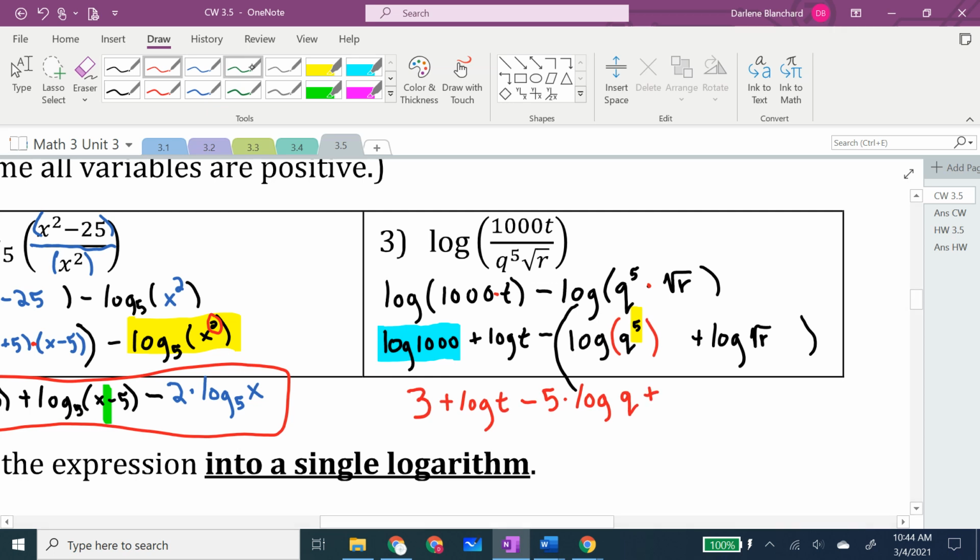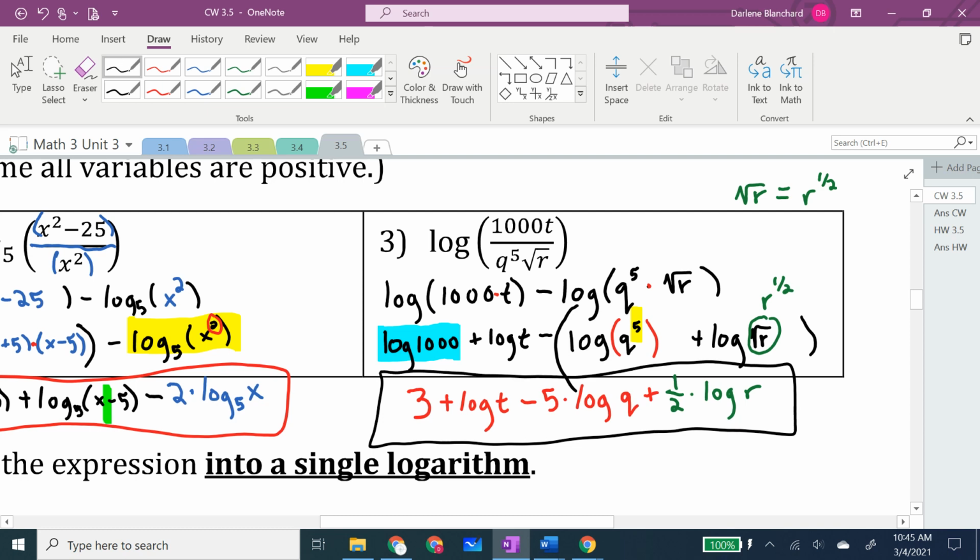Additionally, what is the exponent on r when I have a square root? What is the other way to write the square root of r? R to the power of? 1/2. You got it. So if this is r to the 1/2 power, then this exponent 1/2 can become multiplication outside the logarithm.